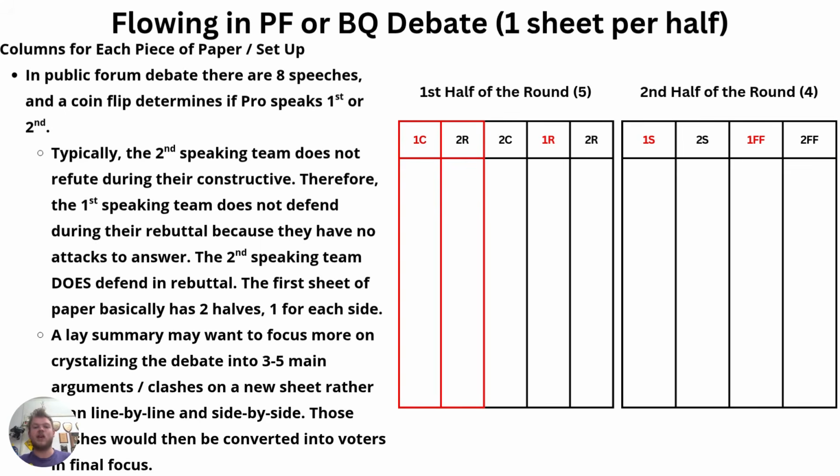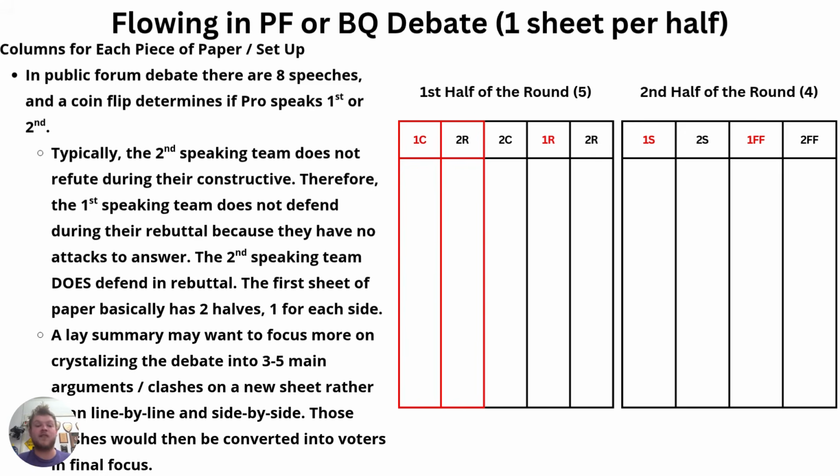So the second option for flowing public forum or big questions debate that is friendlier to more lay or maybe traditional or communications-based judges would be flowing the first half of the round on one piece of paper and the second half of the round on another piece of paper. So once again, remember that the second speaking team does not attack during their constructive. Therefore, the first speaking team does not defend during their rebuttal. However, the second speaking team has to do both. They have to defend and attack.